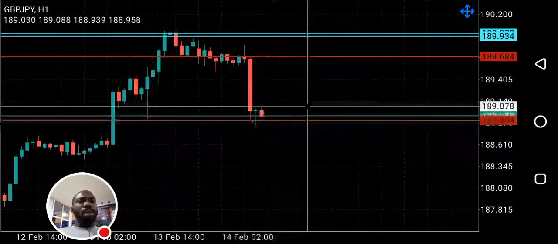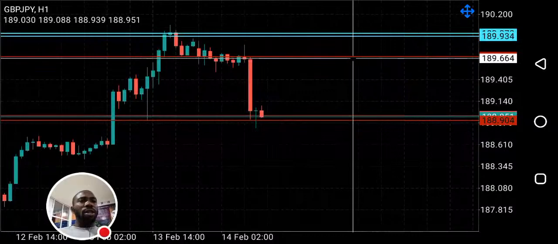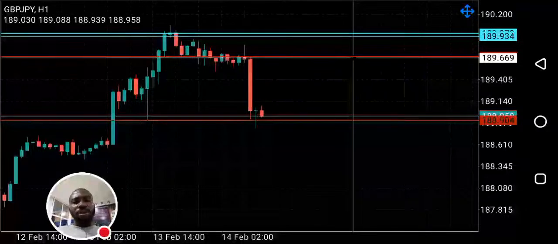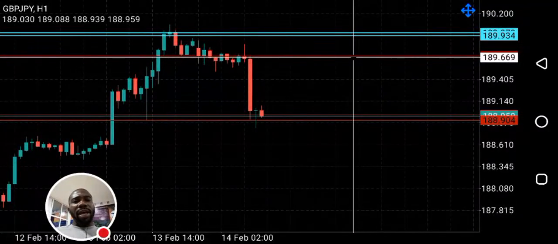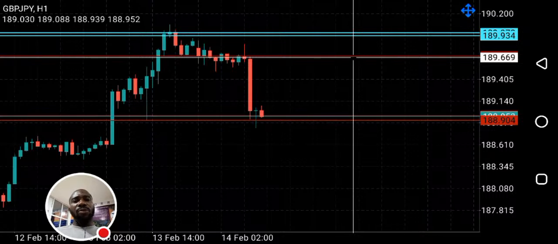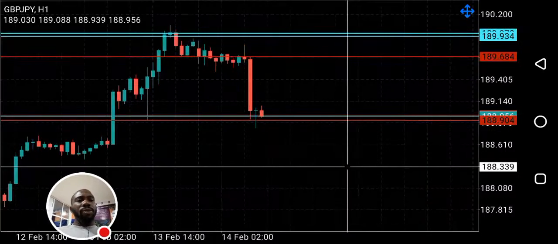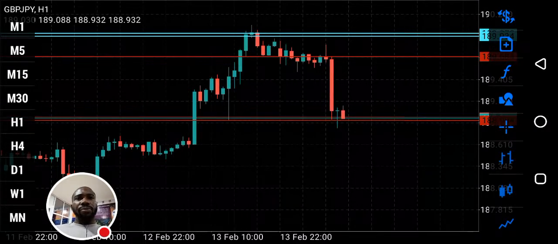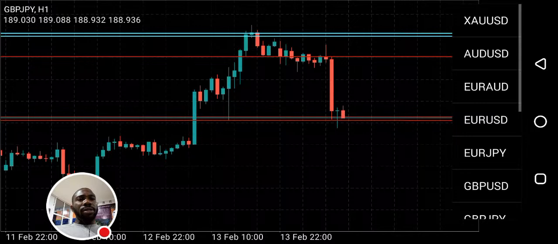If price pulls back to this level and you decide to sell, your risk reduces to, I think, less than 50 pips. And with that, you can aim for 100 or 120 pips as TP, which is like 1:2 risk reward. So that's my take on GBP JPY. I hope that is clear.